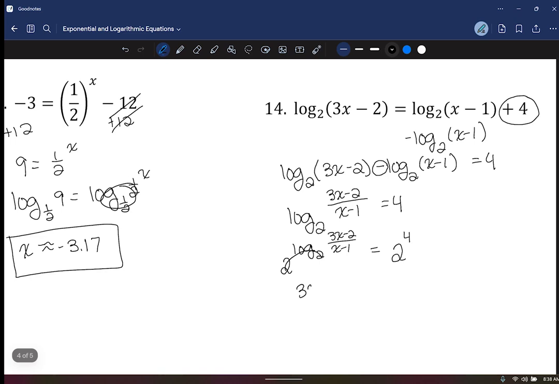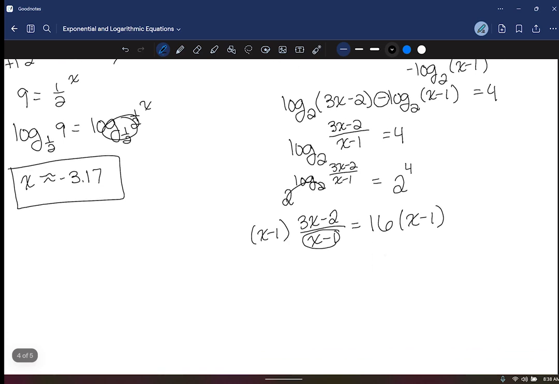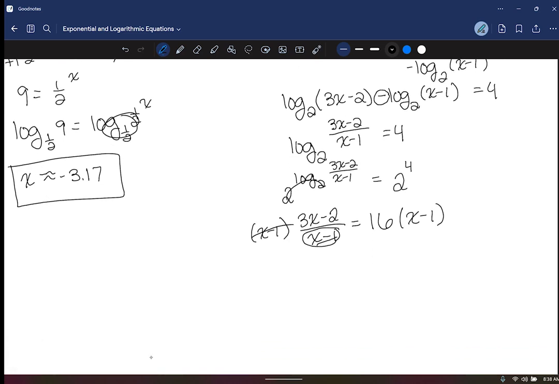So now I have (3x - 2) divided by (x - 1) equals 2 to the 4th, which is 16. Now I need to get this x off the bottom, so I'm going to multiply by (x - 1). And since it's two terms, you need parentheses around it. So those will cancel. I have 3x - 2 equals, distribute that 16, 16x - 16.